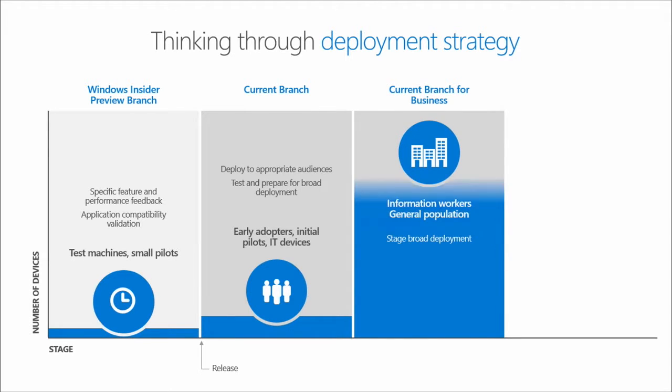So maybe that's a larger percentage. Maybe that gets up to 10% of the machines in the organization. It's going to vary by org, so some might do 5%, some might do 25%, some might do 100% if they want to be that type of cutting-edge organization. Especially an ISV who's building applications themselves may want to have a significant percentage of machines in the current branch.